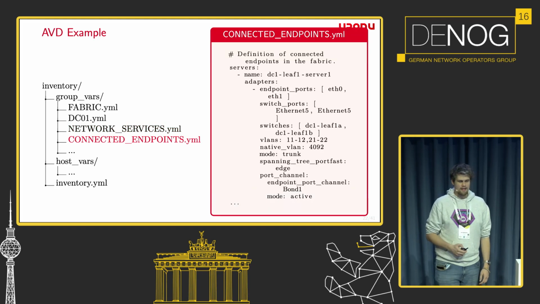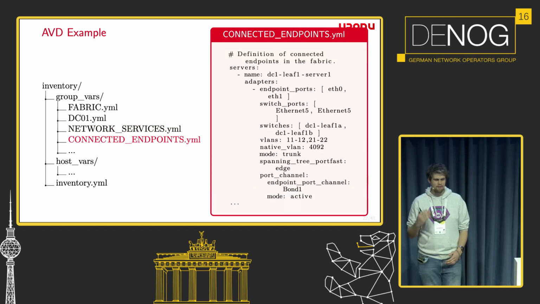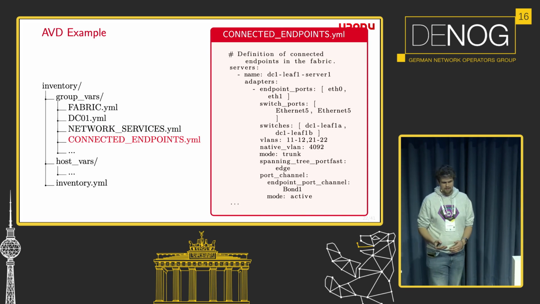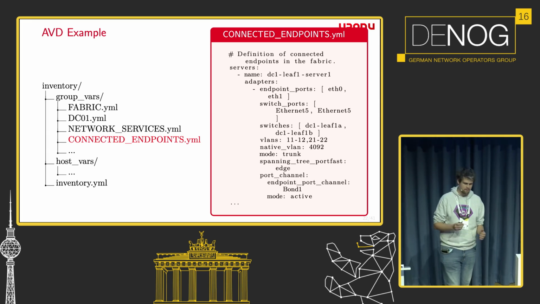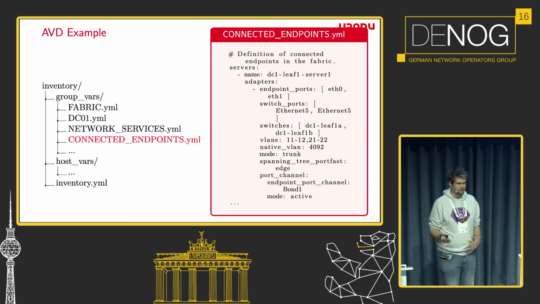For the endpoint side, you define which server you have, which endpoints to the server set, on which switch ports they terminate, and which switches are in there, which VLANs you would like to configure on the interfaces, what is the native VLAN, is it a trunk port or an access port, etc.